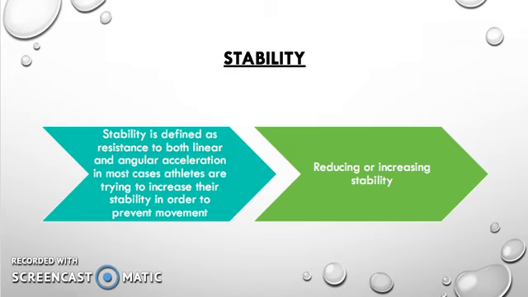Stability. Stability is defined as resistance to both linear and angular acceleration. In most cases, athletes are trying to increase their stability in order to prevent unwanted movement. For example, in basketball, when playing defense, you bend your knees to increase your stability as your center of mass is lowered. However, in the same situation, athletes want to be unstable to change direction in order to perform their skill. In basketball, if a player or basketball changes in velocity, then the magnitude of the direction will also change.